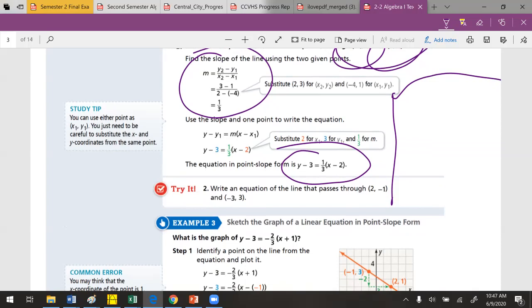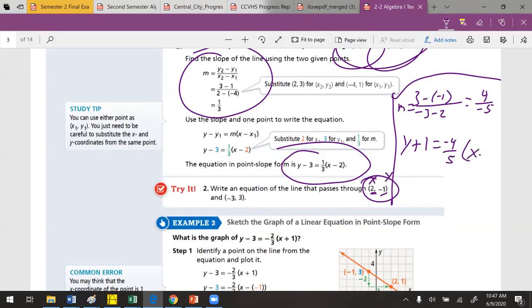Okay, let's take a look at this example here. Write an equation of the line that passes through those points. Remember, in order for us to find the slope, let's go 3 minus -1 over -3 minus 2. That's going to be 4 over -5. That's your slope. Let's use this point right there. That's our y, that's our x. So it's y plus 1, because the negative changes to a positive, equals -4/5 times x minus 2. Voila, that's it, done.